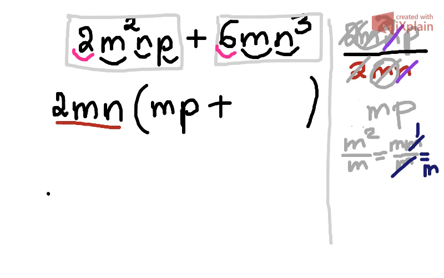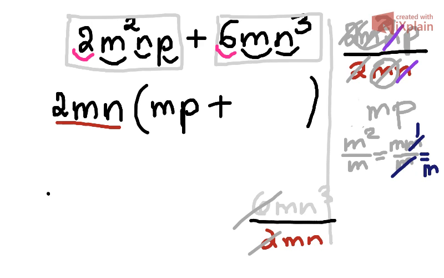Now let's do exactly the same with the next one. We have to do 6mn cubed divided by the common factor 2mn. So do the calculation. 6 divided by 2, we'll have a 3 left. M cancels with m. Nothing left. So m over m is 1. So it would be technically 3 times 1.